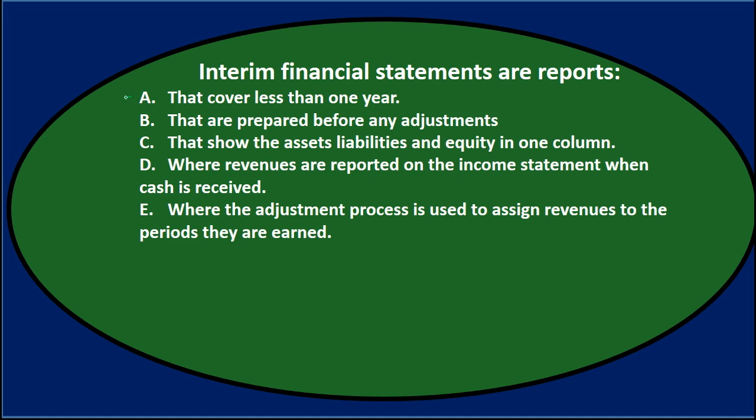That question once again, interim financial statements are reports that cover less than 1 year. That looks like a plausible answer where we got less than a year. B, that are prepared before any adjustments? Possibly. We're saying they're interim, they're not quite done yet. I'll leave that for now. C, that show the assets, liabilities, and equity in one column? It sounds kind of arbitrary. I don't think they're going to say that it has to do with one column, just formatting, in other words, rather than having two columns.